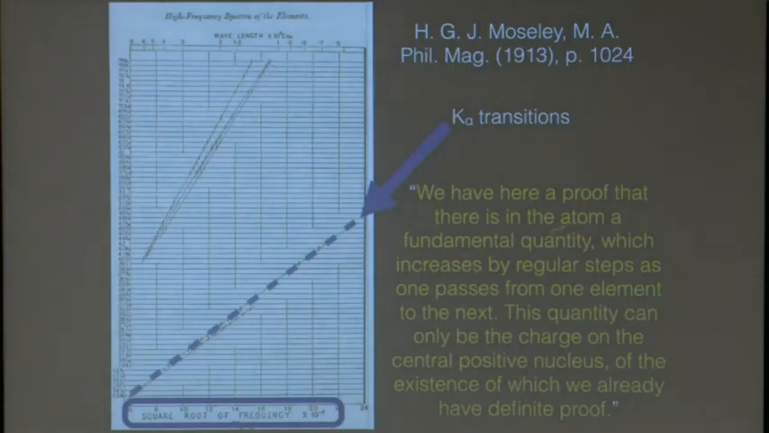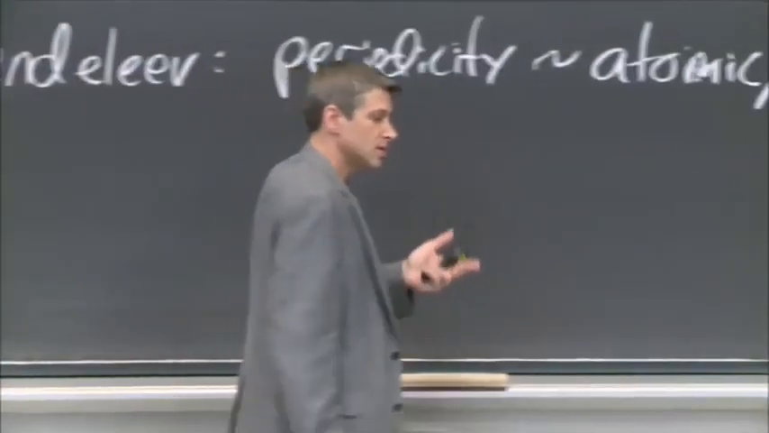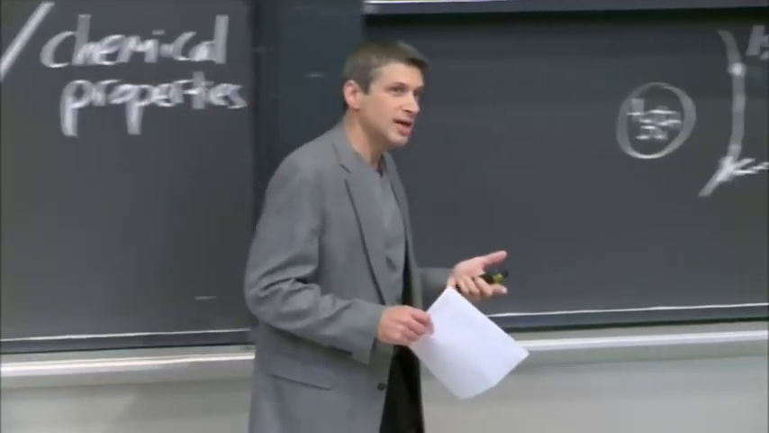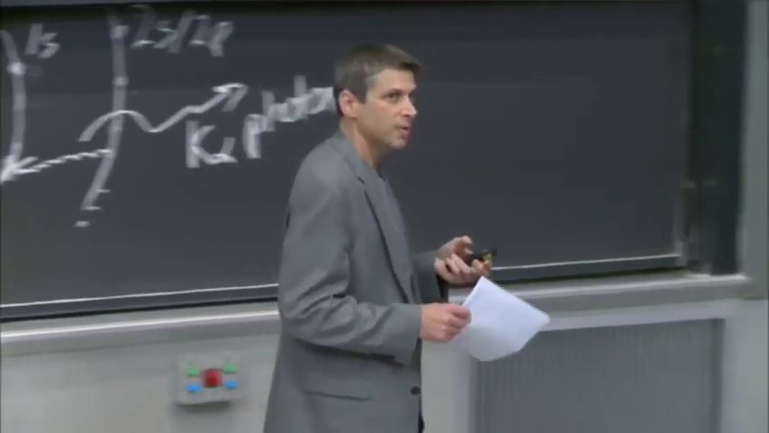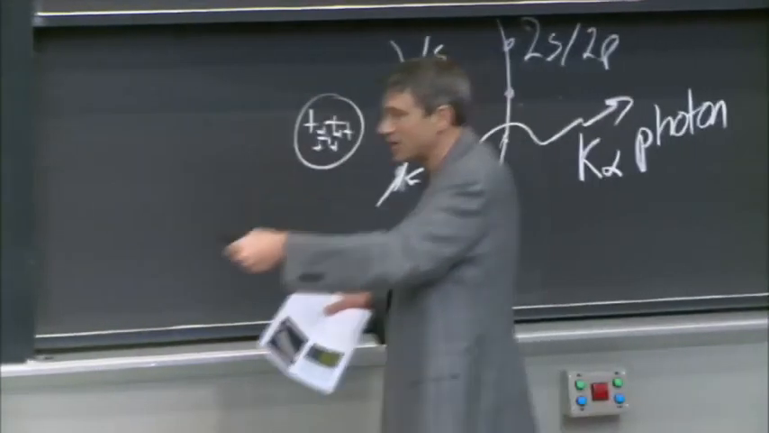And so what Moseley wrote in the paper is: we have here a proof in 1913 that there is in the atom a fundamental quantity, which increases by regular steps as one passes from one element to the next. This quantity can only be the charge on the central positive nucleus, of the existence of which we already have definite proof. Now, we know about that. We know, right, from experiments that Rutherford did, that the nucleus had the positive charge. But they didn't know that it was connected to the position in the periodic table.